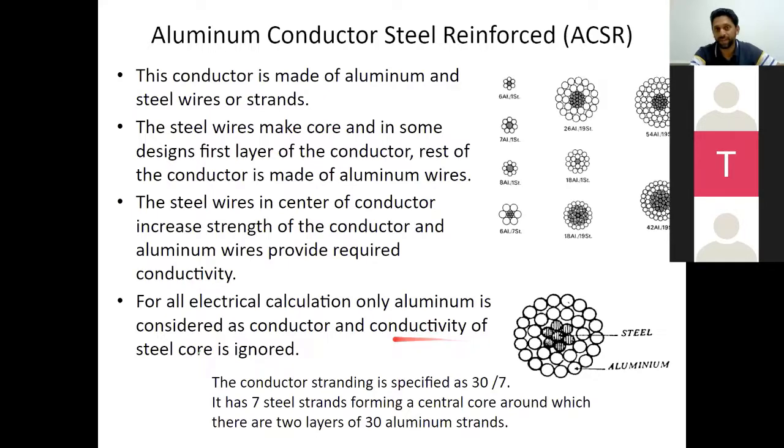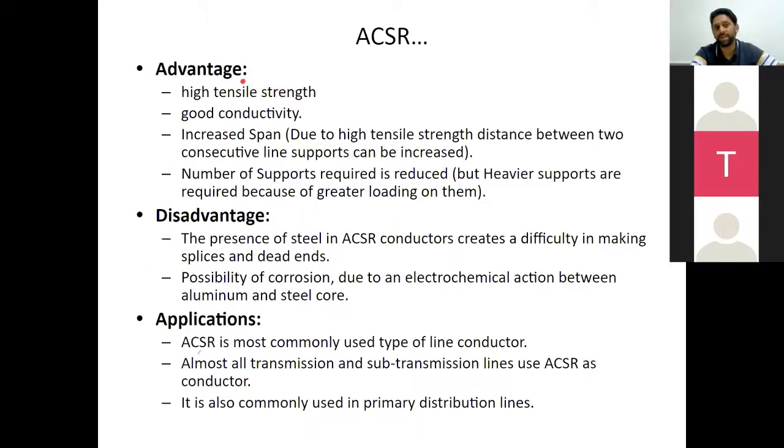So why do we go for that? We have some advantages. As I told you, there is high tensile strength and good conductivity. Tensile strength means mechanical strength. If the mechanical strength is more, the distance between the towers can be increased. You can make it tight. If it was not strong, when you make it tight, or if the distance between the towers is more, it will break. Now it is stronger, so you can increase the distance between two towers. That is what is called increased span.